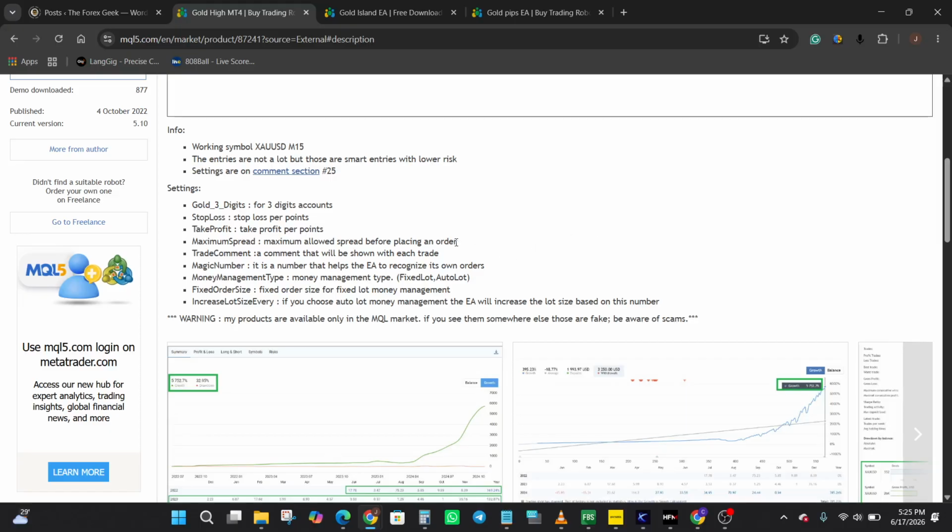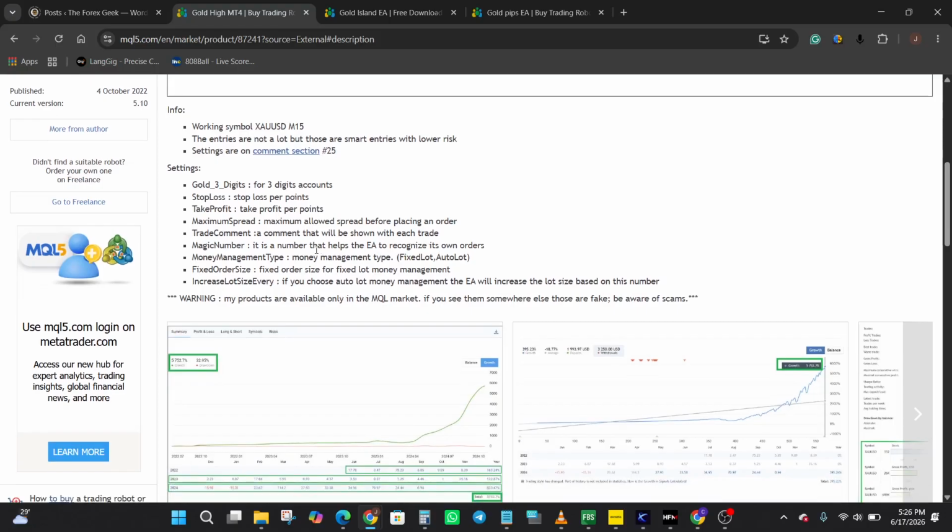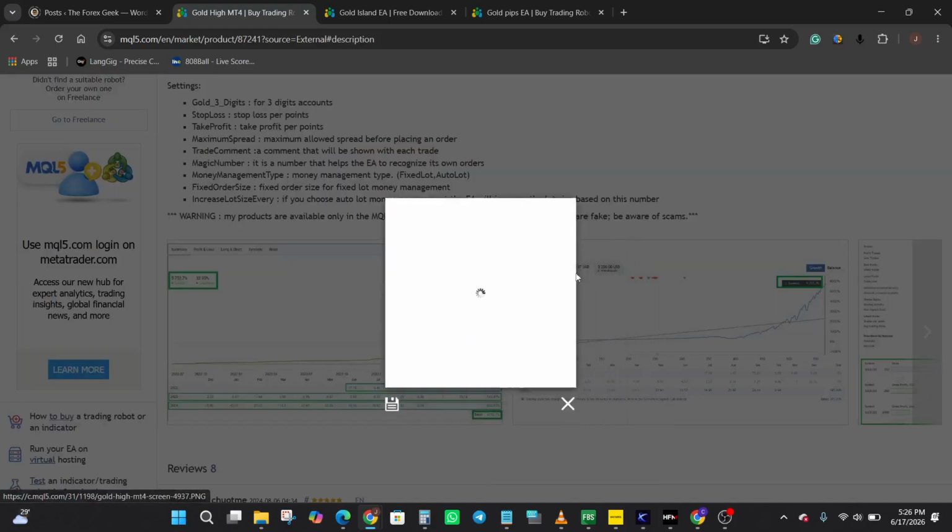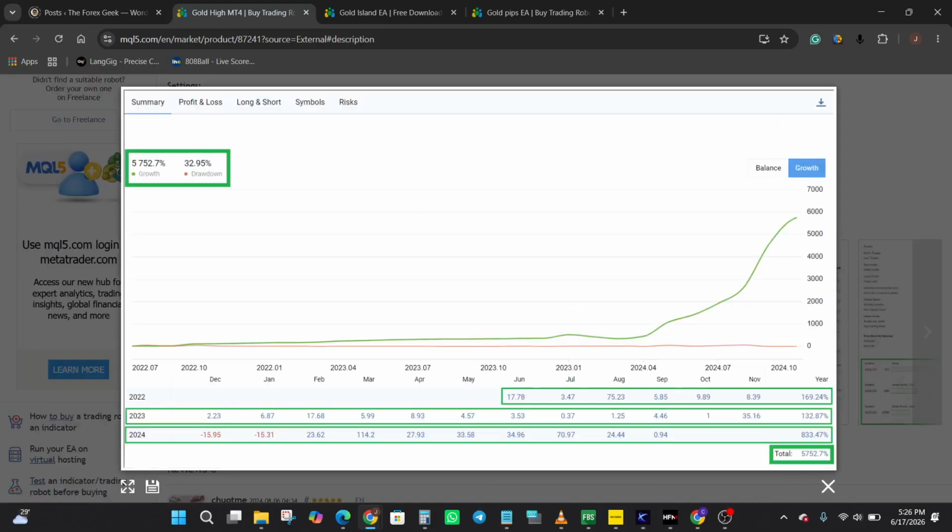Now, let us just move over to the backtesting section. Whenever I review historical backtest results, I treat them as historical analysis rather than evidence of future performance. Backtesting can provide valuable information about how an expert advisor behaved under past market conditions, but it should never be viewed as a guarantee of future results.